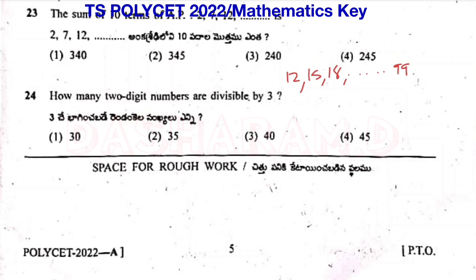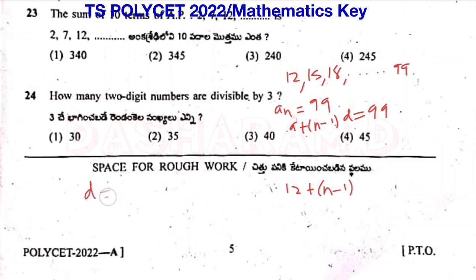Now we have to find out how many 2-digit numbers these are. Let's take an equals 99. An means a plus (n minus 1) into d equals 99. A value is 12, the first term, plus (n minus 1) into d value, that is the common difference. D equals what? a2 minus a1. a2 value 15, a1 value 12. So that is 3, into 3 equals 99.